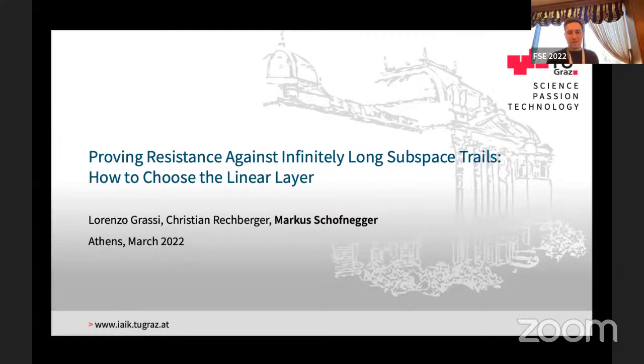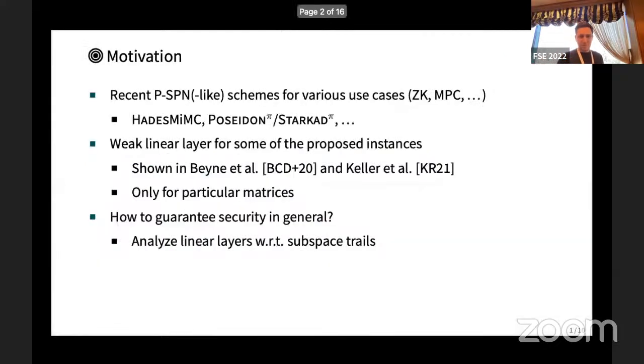This will be about partial SPN ciphers or permutations and their linear layers. So let's start. What's the motivation behind this? Well, recently we've seen some partial SPN or partial SPN-like schemes, and they are mainly tailored towards various use cases. For example, we've heard about zero knowledge use cases, also multi-party computation, where we try to have some optimal number of multiplications. Some of them are, for example, Hades, MiMC, or Poseidon, and similar versions like Starkad.